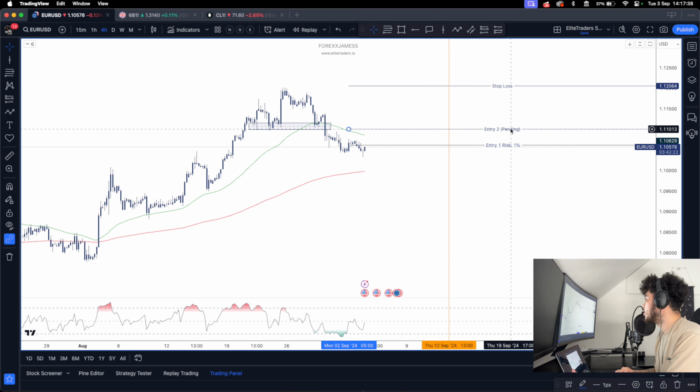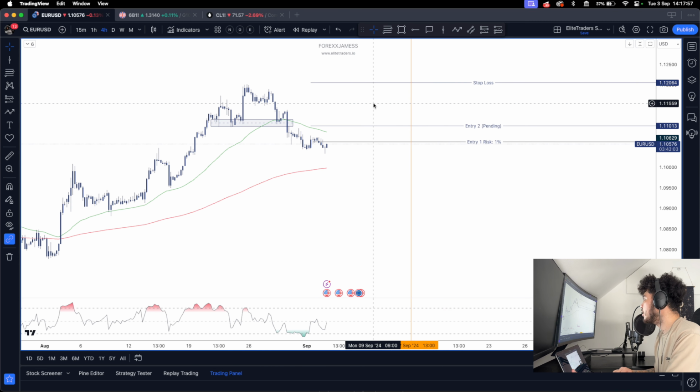Now I've got another entry. This isn't a pending order. This is pending in terms of I'm still waiting and watching for this level. This one will also be 1% risk to round up to my full 2% risk. Now I do have a stop loss obviously up here above these previous highs. And you might notice we have this yellow or orange line down the side. Now this is marked for the 12th of September.